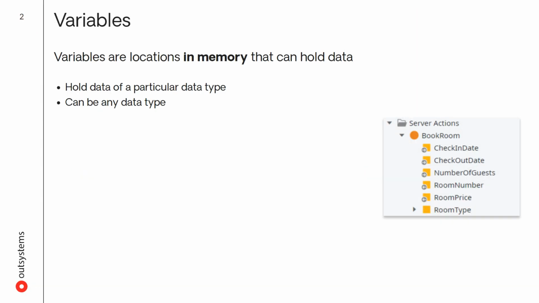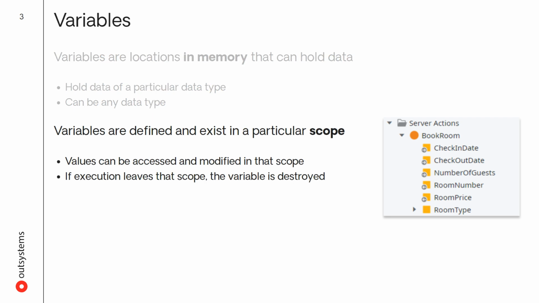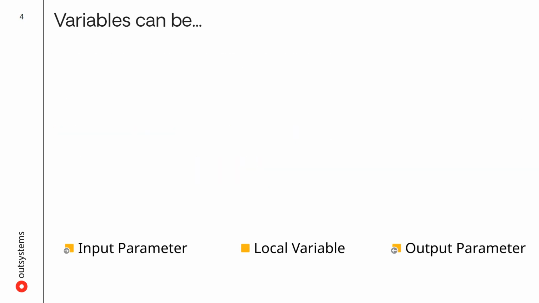Variables are locations in memory that can hold data. They will hold data of a particular data type, which can be any data type that we want it to be. A variable is defined and will exist in a particular scope, so that means that the value can be accessed and modified inside of that scope. If the execution leaves that area or scope, it will destroy the variable. In OutSystems, variables can be input parameters, local variables, or output parameters.